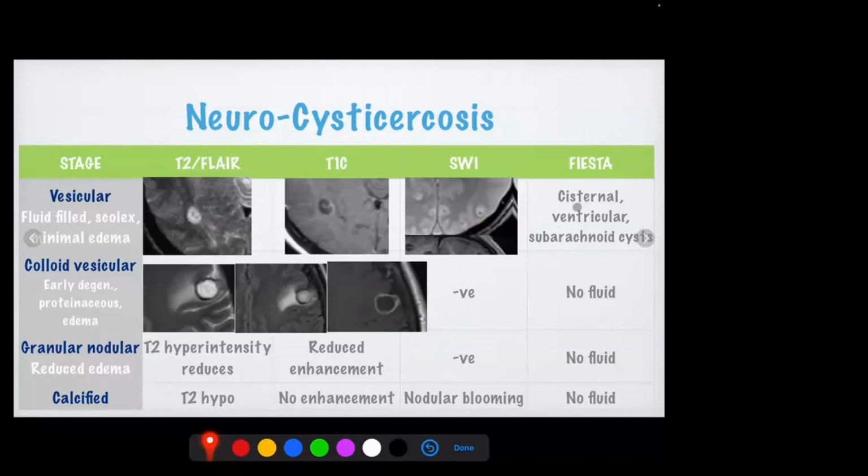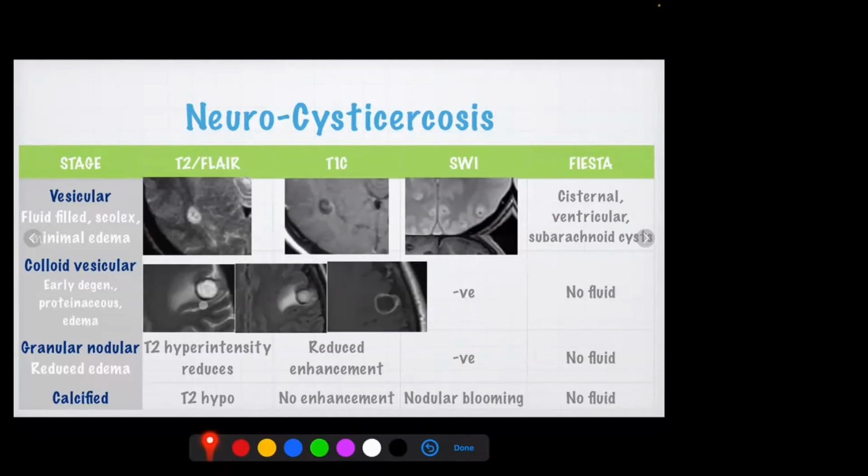A FIESTA sequence, which is a heavy FLAIR sequence, would obliterate the CSF intensity and show only the scolex. If there is masking of the lesion, if it is inside a CSF space like cisterns or ventricles or a subarachnoid cyst, we would be able to see the wall clearly and the scolex clearly, because all the CSF space would be attenuated on a FIESTA.